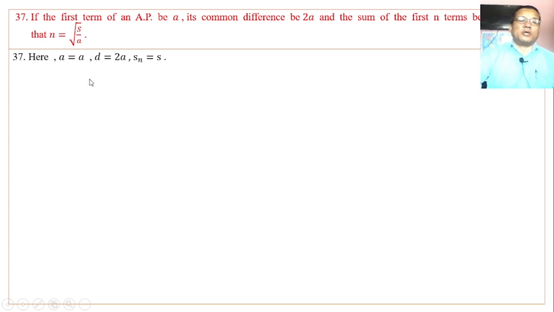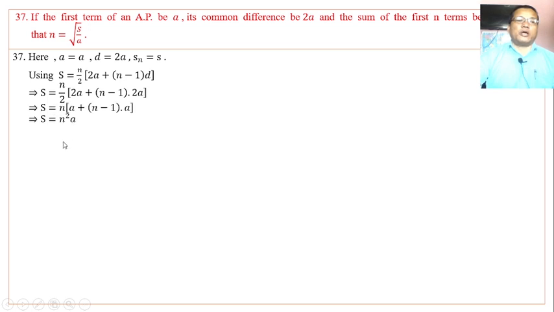A is equal to A, D is equal to twice A, and the sum is given as S. Using this formula and giving the respective values, we have S equal to n square A. Then n square equal to S by A, so n equal to the square root of S by A. This was to be proved.